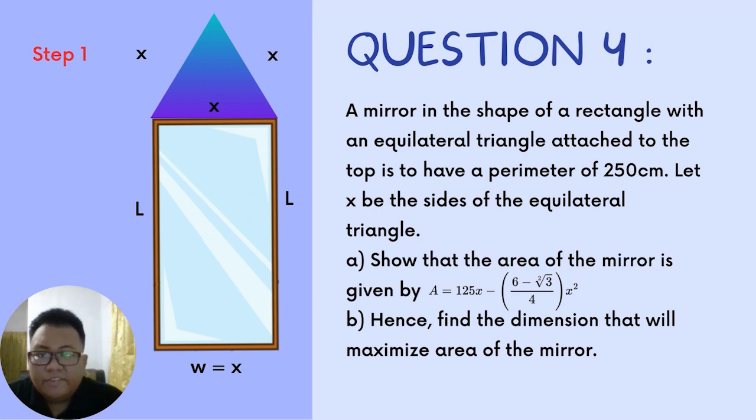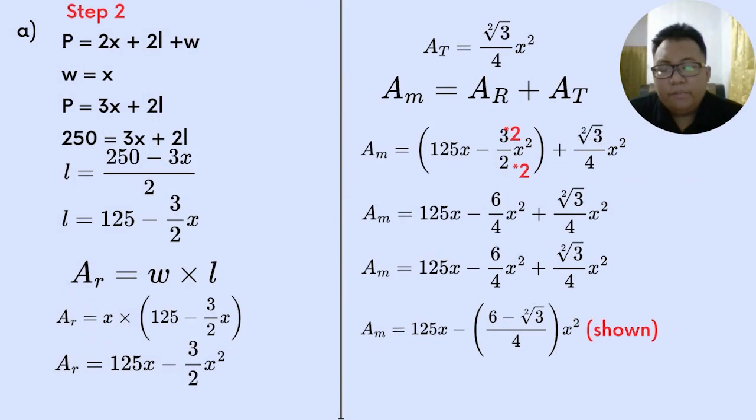So the first step is to draw the diagram and label the dimensions. Since it is an equilateral triangle, all sides will have the same value, which is x. And for the rectangle, we have two lengths and one width. As the bottom of the triangle and the top of the rectangle are connected, we make the width at the bottom become x. Again, in A, we will be using the second step, which is to find the equation to be maximized in one variable.